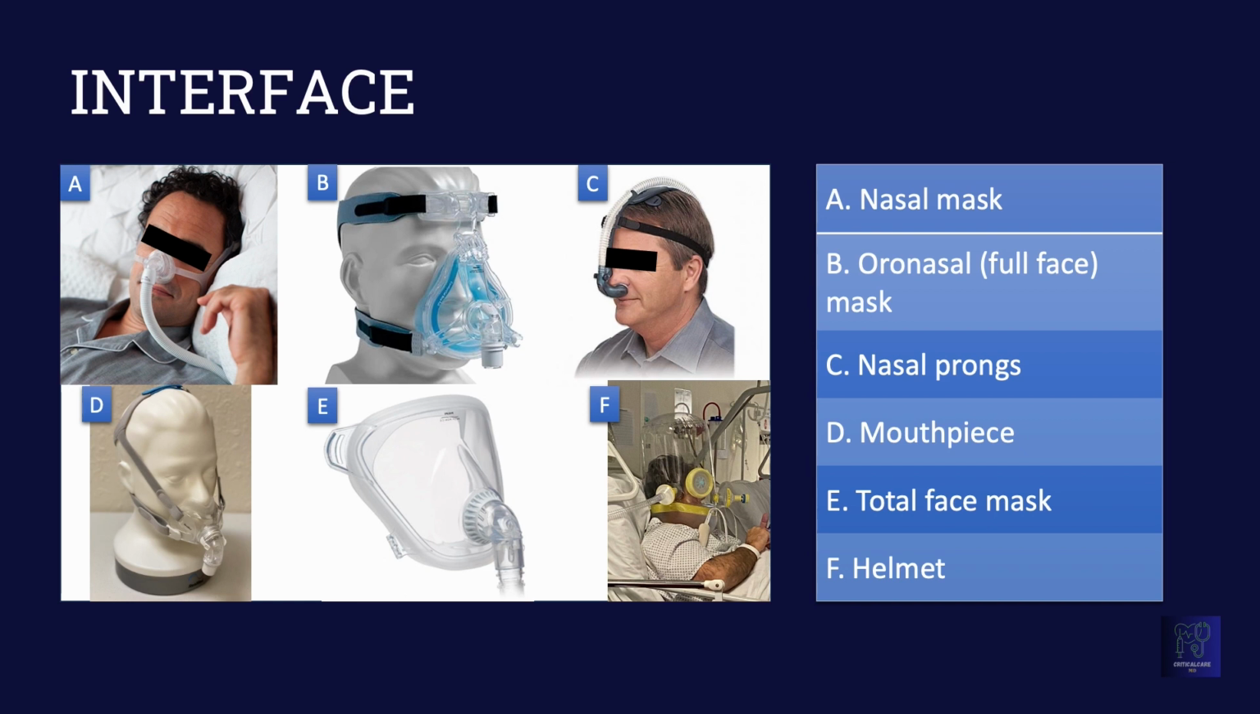As you can see on the screen, there are various types of interfaces available, and there is no one device that is clearly superior to others. So, what device we pick depends on factors like availability, which device gives the best fit and seal, and which device the patient feels is most comfortable to them. Generally speaking, oronasal mask is the most common or a very popular type of interface.